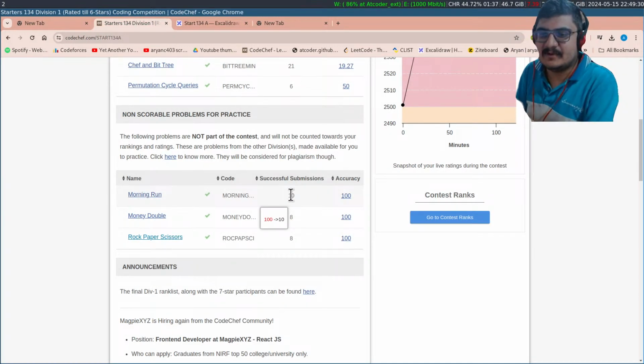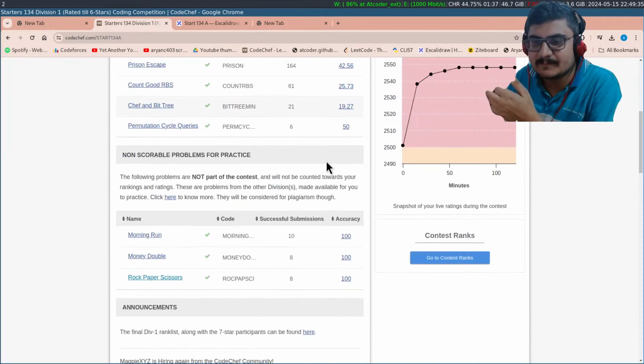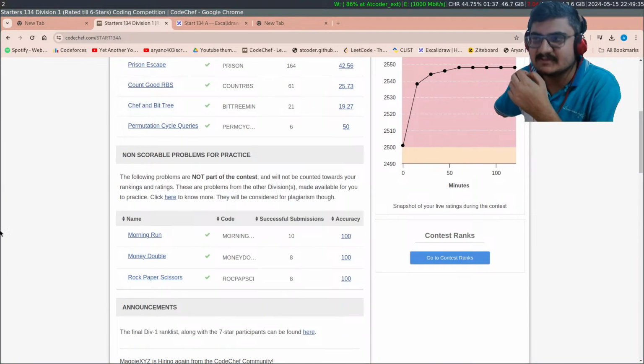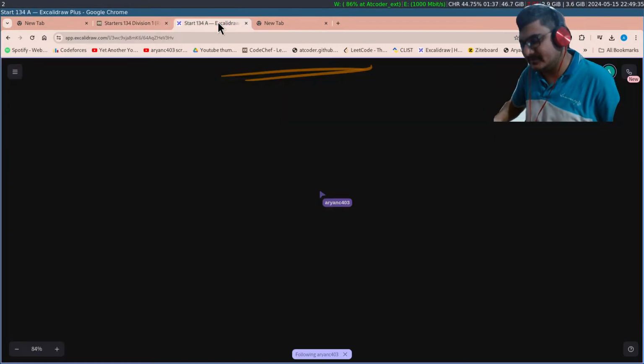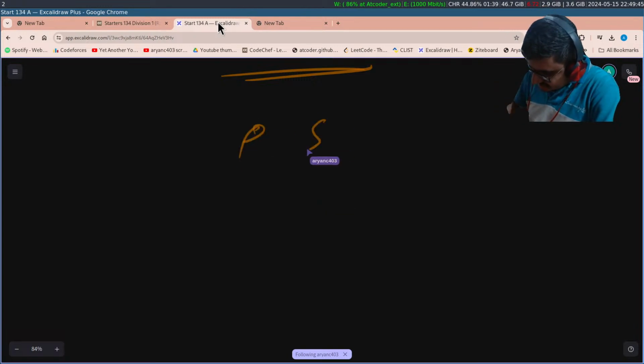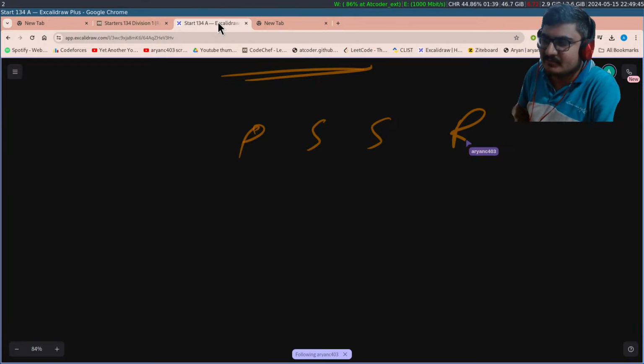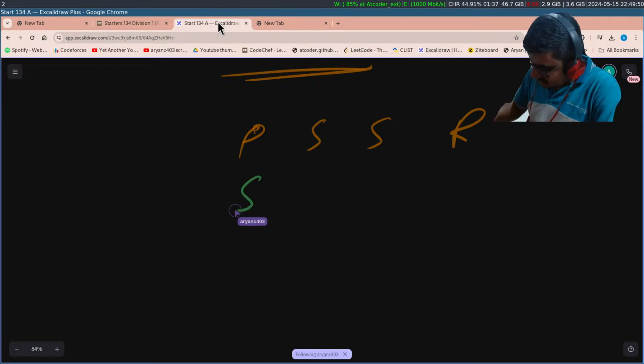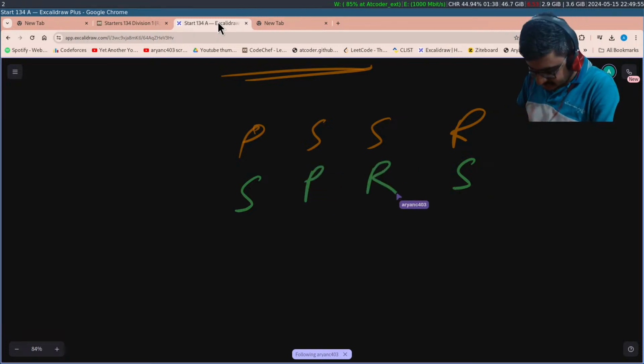Any questions on the first 3 problems before we move to the other problems? Can you give the answer for paper, scissor, scissor, paper? The answer should be 3, and the reason is paper, scissor, scissor. Paper wins against scissor. And here we can play paper and we can play rock. This will ensure 3 wins.